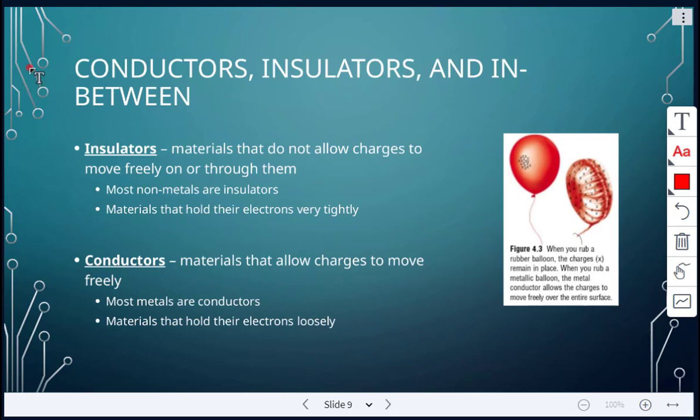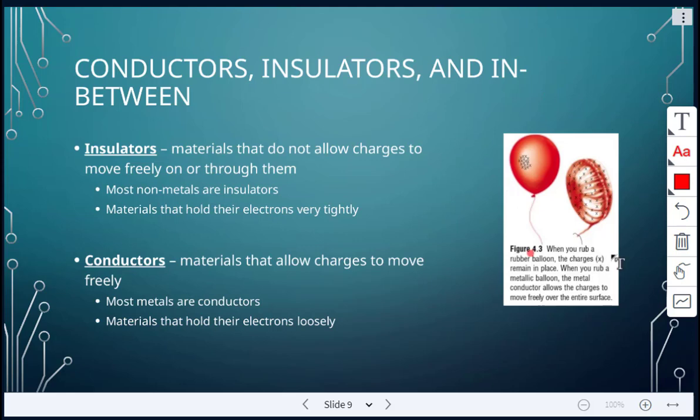Okay, so there are conductors, there are insulators, and there are in-between materials. Insulators are materials that do not allow charges to move freely on or through them. Most non-metals are insulators. So think of materials like glass and plastic. These materials hold their electrons very tightly. And then conductors are materials that allow charges to move freely. Most metals are conductors, and these materials hold their electrons very loosely.